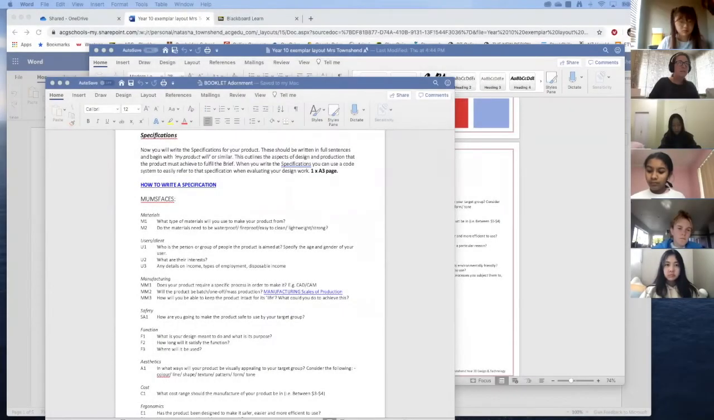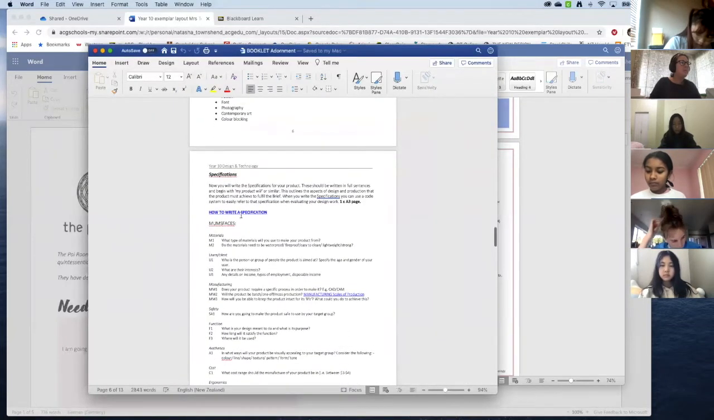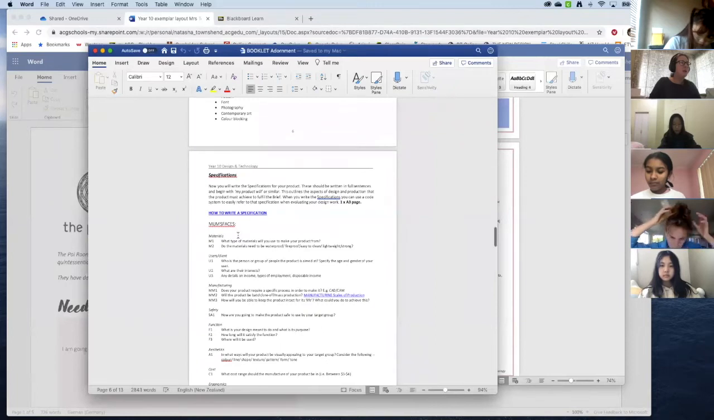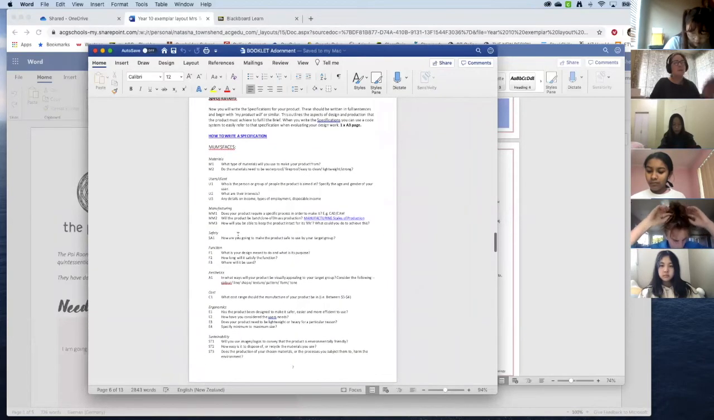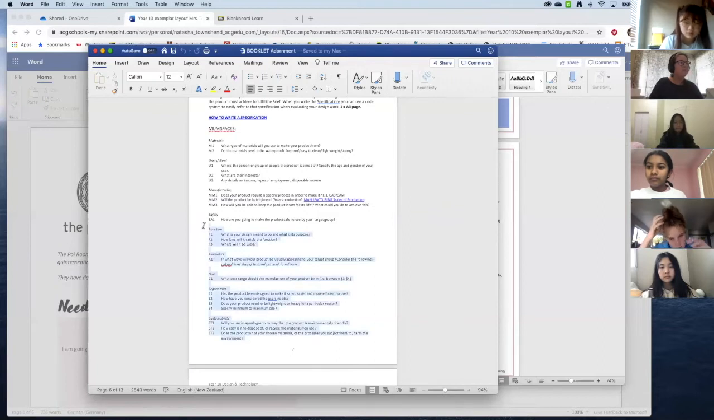Specifications are going to be in the exam, and I want to make sure that you guys get it right. So in your booklet, you'll have the specifications page, and you're learning how to use the anagram MUM'S FACES, because that's really important when you get to higher levels. You might have to remember the specifications in an exam. So MUM'S FACES: M for materials, U for user client, M for manufacturing, safety, function, aesthetics, cost, ergonomics, and sustainability.